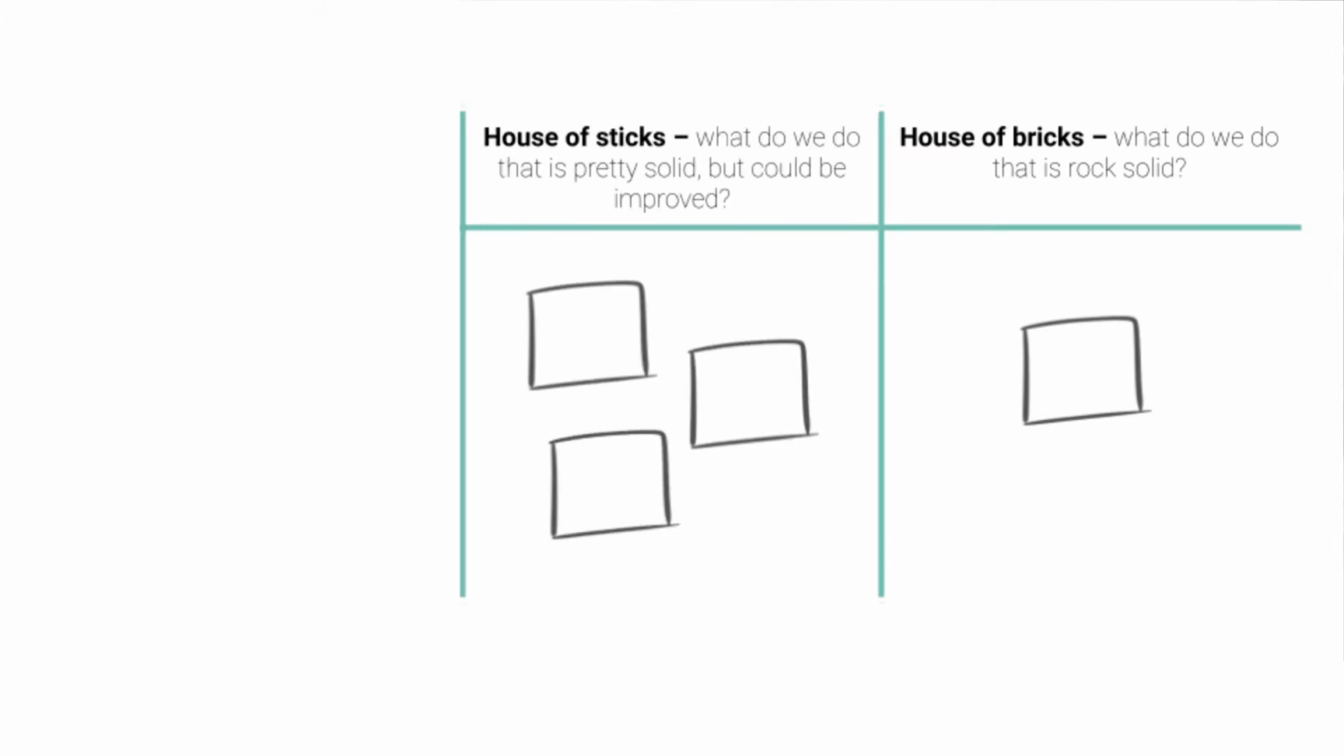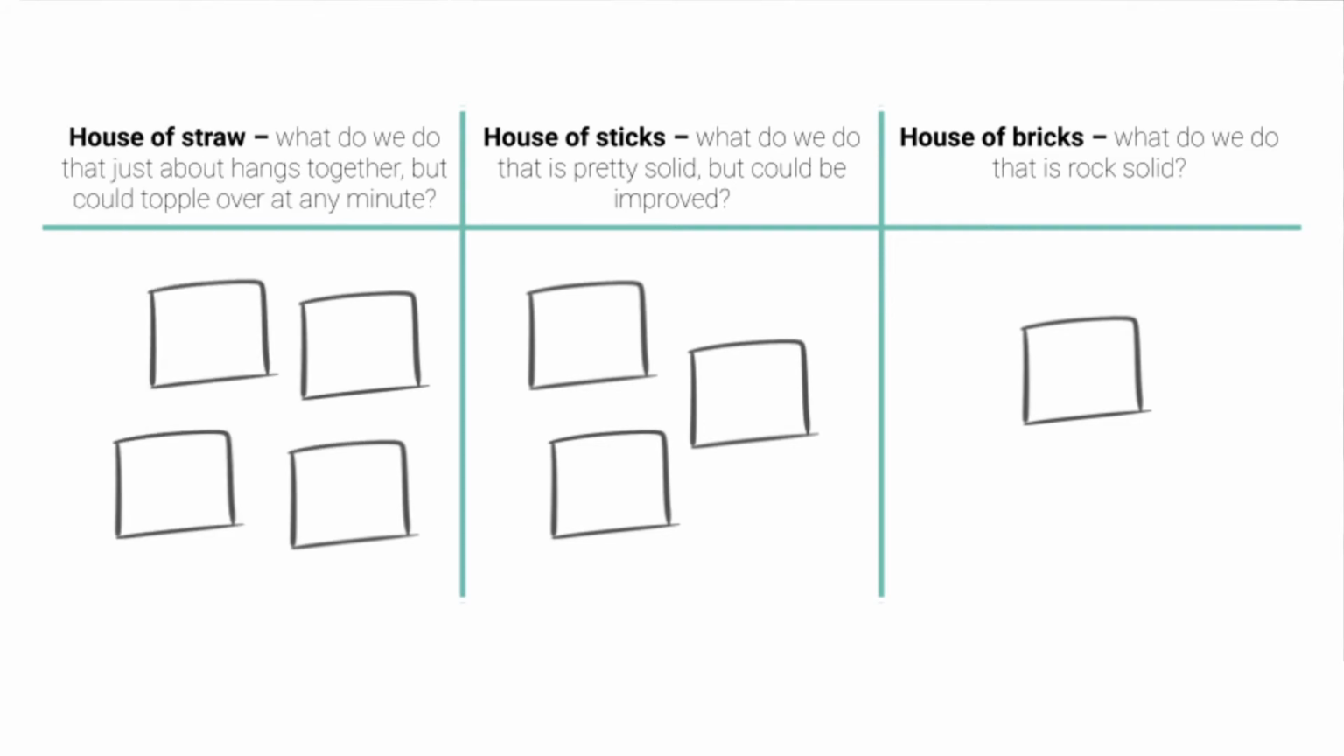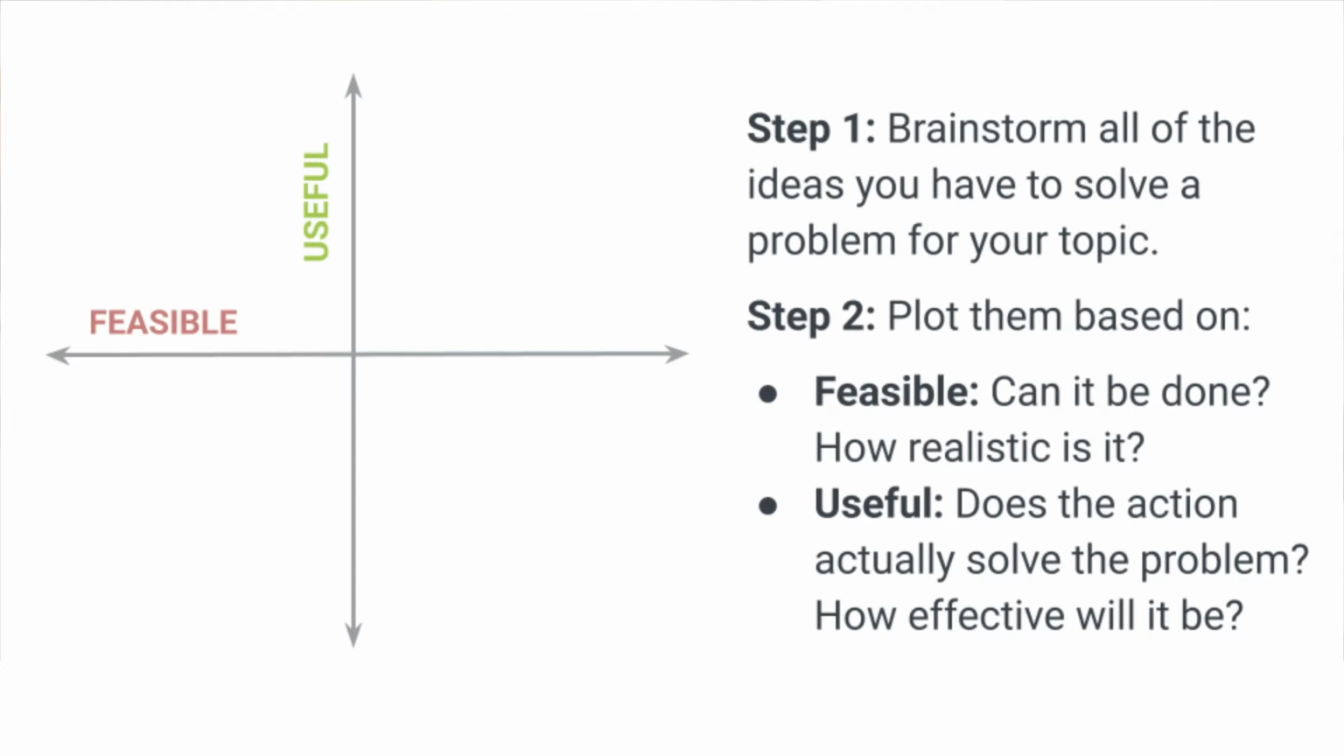Pairing the protocol with the purpose is critical. For a step back, a protocol like straws, sticks, and bricks can be a useful way to review progress. Drawing from the fabled 3 Little Pigs, the exercise asks you to consider the elements of your strategic plan that are rock solid, the bricks, things that are pretty solid but could be improved, the sticks, and the things that are hanging together and could collapse at any minute, straws. When looking forward, a feasible, useful matrix can help prioritize potential action steps. Team members start by listing all of the potential solutions and then plotting them based on how realistic and effective each offered solution might be.